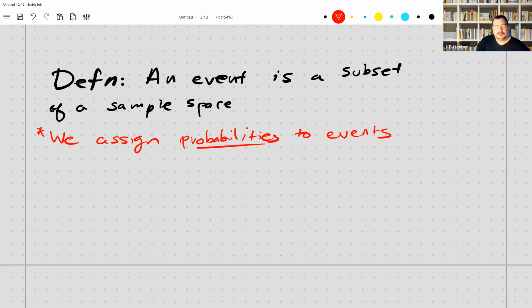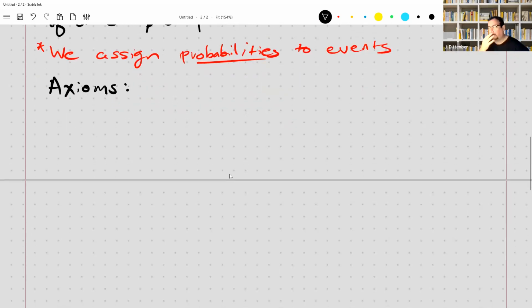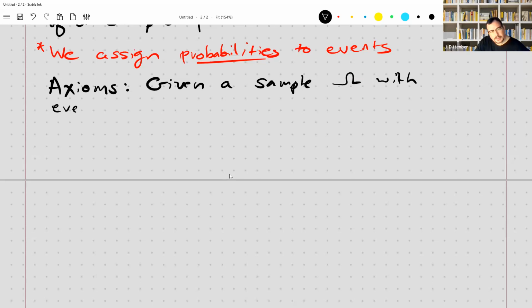So let's talk about the axioms of a sample space. The axioms of a sample space give us the structure that governs what a probability can be and how they're actually related. So the first axiom is, given a sample space omega with events A, B, and C, we have that number one, the probability of any event must be greater than or equal to 0. So we have no situation where our probabilities can be negative.